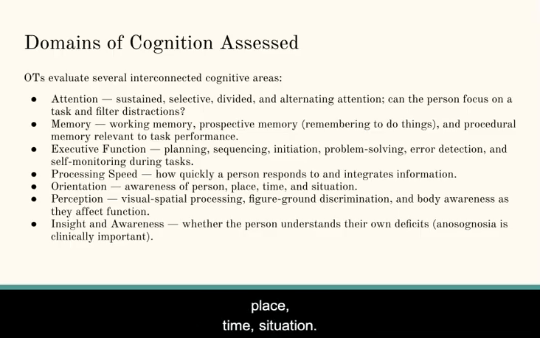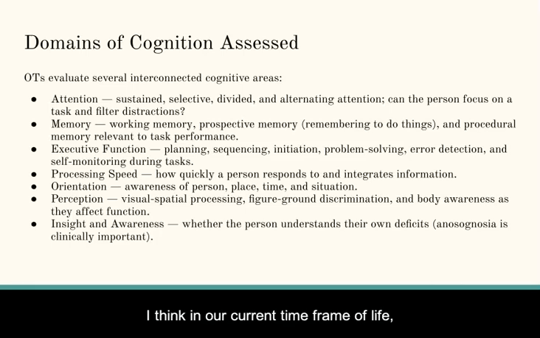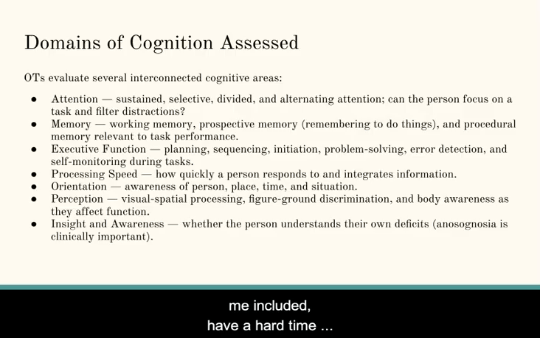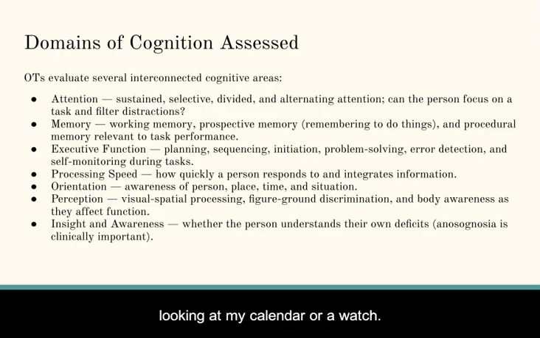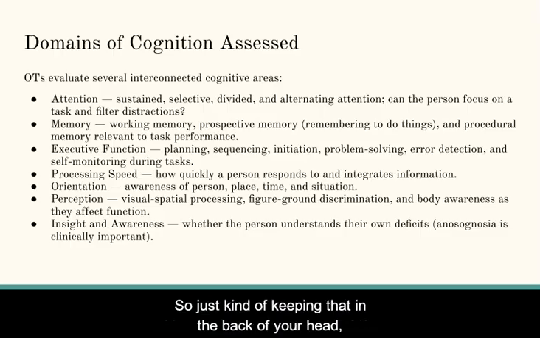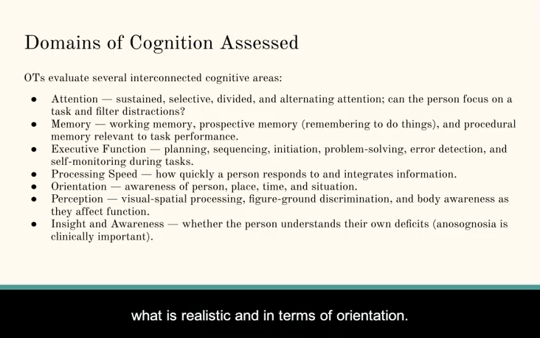Orientation, awareness of person, place, time, situation. In terms of time, I think it's not always fair to ask somebody to be exactly clear on what the date is or the day of the week. I think in our current time frame of life, many of us, me included, have a hard time remembering what the exact date is without looking at my calendar or a watch. So just keeping that in the back of your head, what is realistic in terms of orientation.